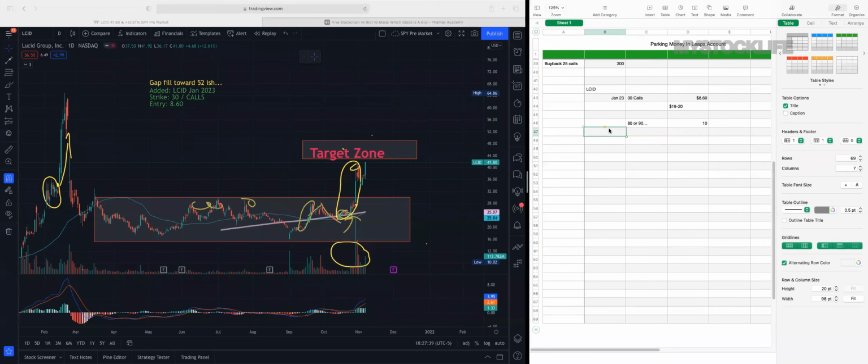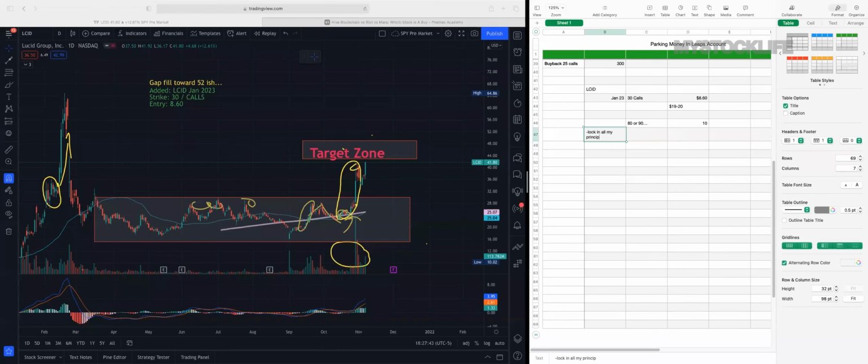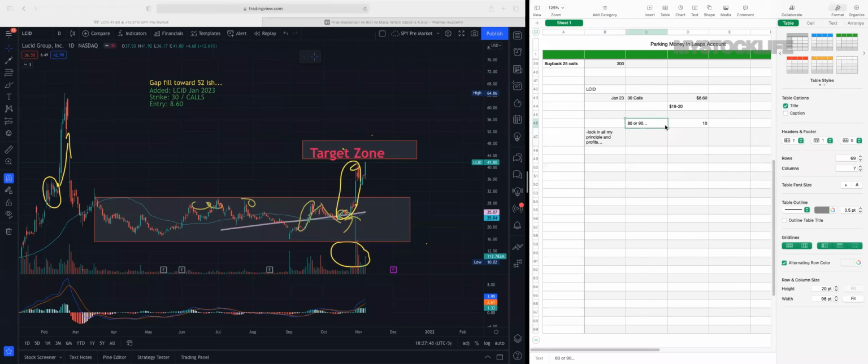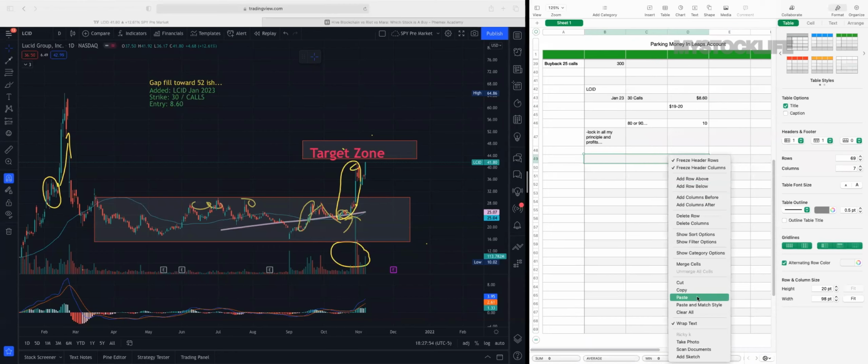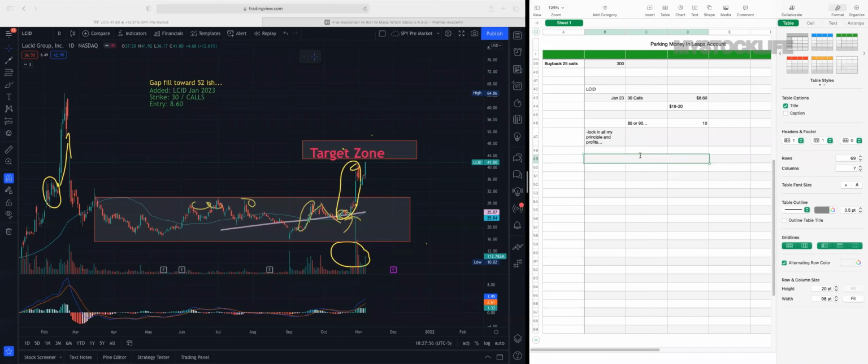I will lock in all my principal, and some profits, by selling these calls for this price, and my entry was 8.60. Now I've created a $60 spread. Let's say I go with the 30-point move only. I have created a 60-point spread. What does the 60-point spread equal? Max value is 60 points, so $6,000 per spread.